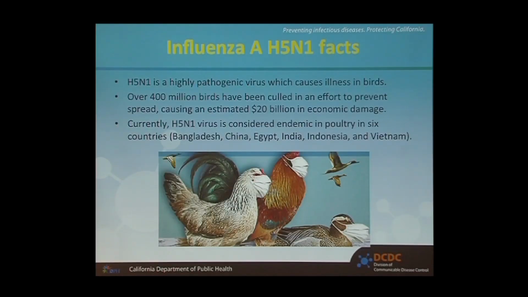It causes illness in birds, it's highly pathogenic, and that's how we know it's in a community. So far, worldwide, 400 million birds have been killed in an effort to prevent spread, but it is still considered endemic in poultry in 6 countries, including Bangladesh, China, Egypt, India, Indonesia, and Vietnam. So it's still out there, it's probably widespread, but mostly affecting people who live closely with their birds.